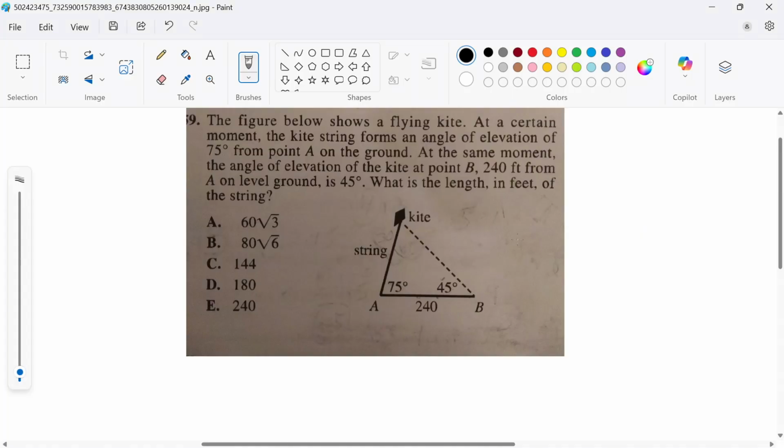Here's a question from the ACT. I'm not sure which test it's from. I'll have to find that out at some point.